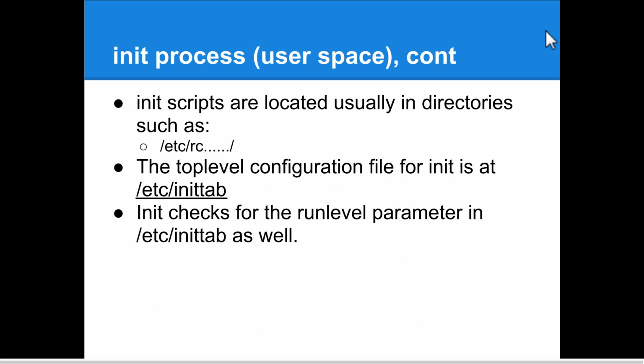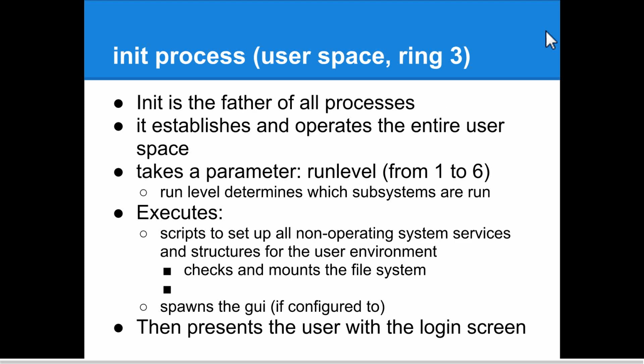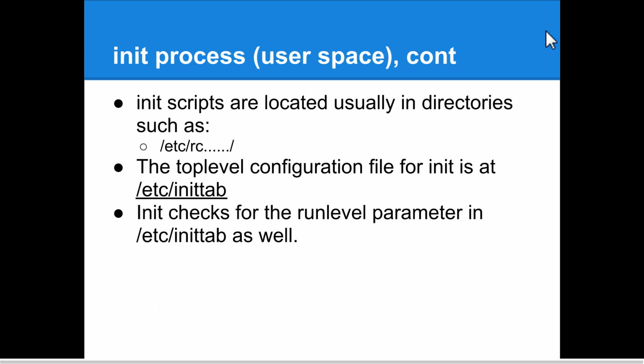And once the GUI is spawned, if it's configured to auto spawn the GUI, basically the login screen or prompt is presented. Otherwise, basically a TTY is presented, and eventually it gets to the login prompt. Init scripts are usually located in the etc/rc directory, and the top level configuration file for init is etc/inittab. Usually when you make a modification to this, you have to restart init to get it to reload it.